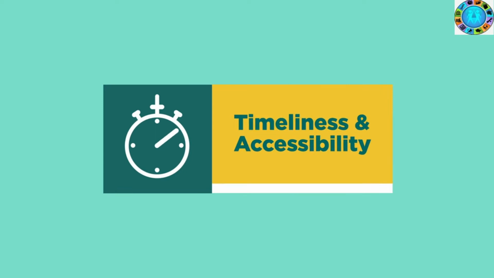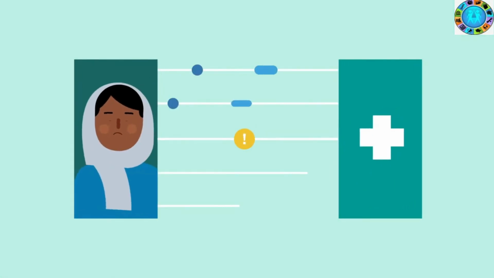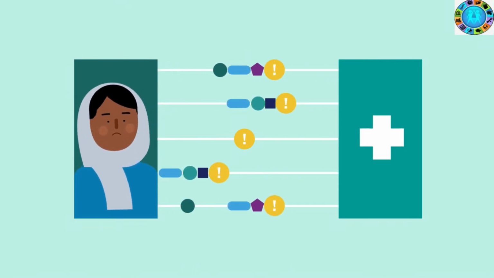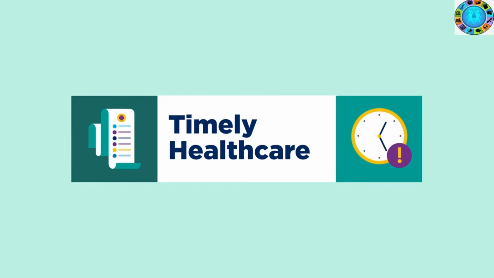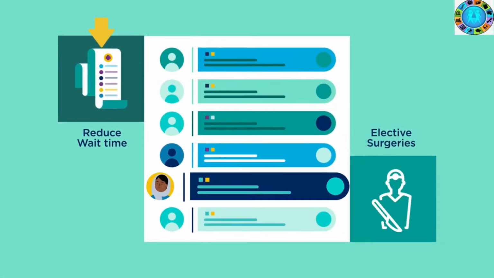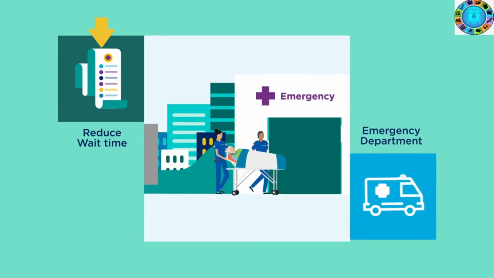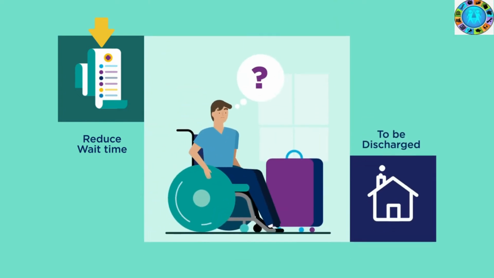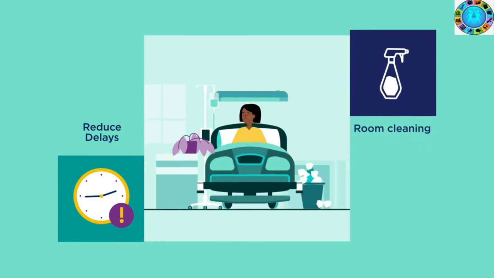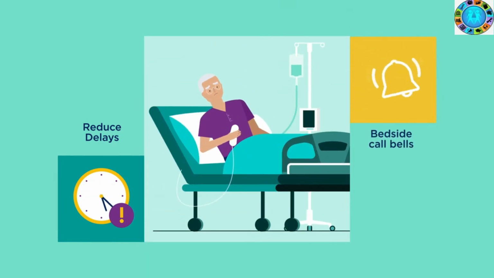Timeliness is about how quickly patients receive the healthcare they need. Our aim is to ensure that there aren't any barriers to patients receiving timely access to the care they need. Timely healthcare involves reducing wait time and delays. Do we need to reduce the wait time for elective surgery? Time to be seen in the emergency department or to be discharged from the ward? Are there any delays in bed availability, room cleaning, or maintenance completion? Do we answer patient bedside call bells promptly?